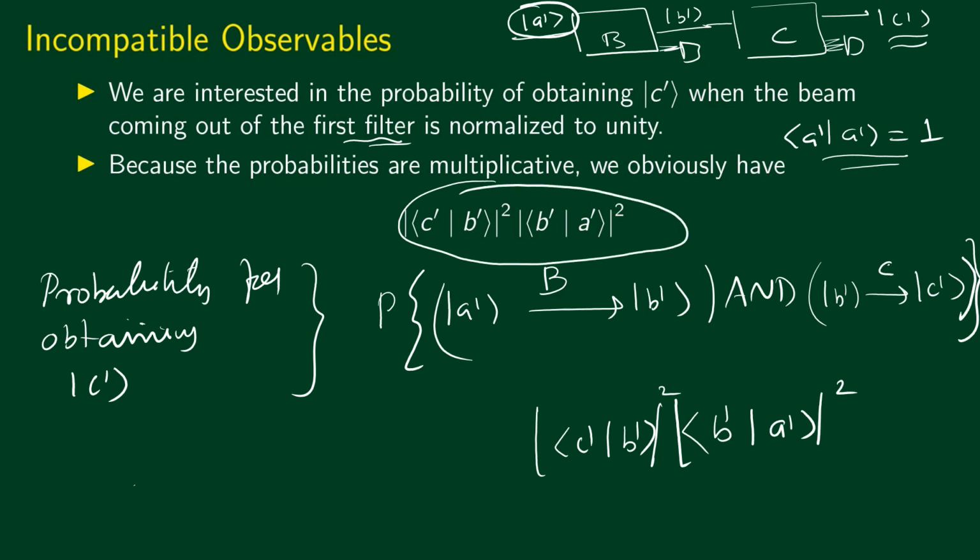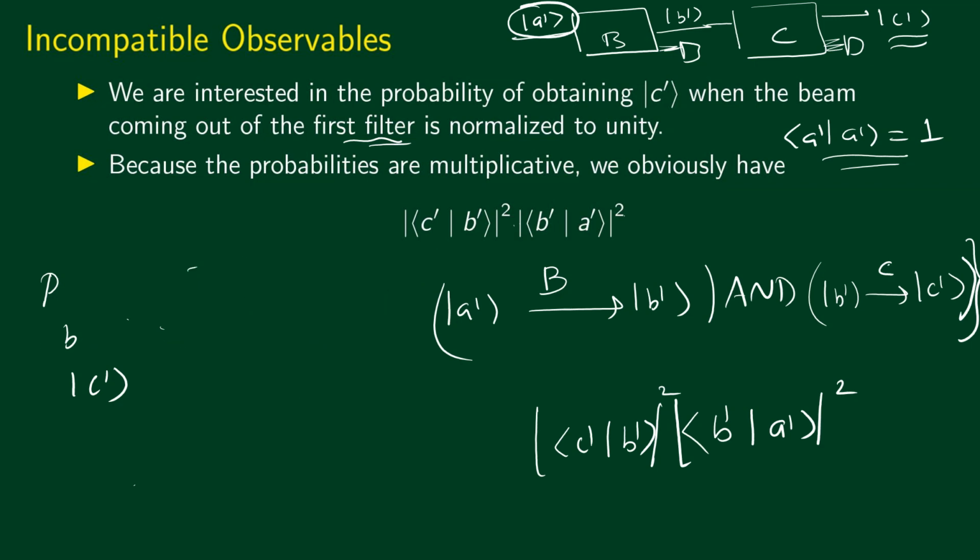The probability of obtaining ket C prime is, first you start with ket A prime. What's the probability of obtaining ket B prime? That's given by the modulus square of the projection of ket A prime in the direction of ket B prime. And then you have to multiply to this the probability that you get ket C prime starting with ket B prime. This is obtained by taking the projection of ket B prime onto the direction of ket C prime and then finding the modulus square. So this is the multiplication of two different probabilities.